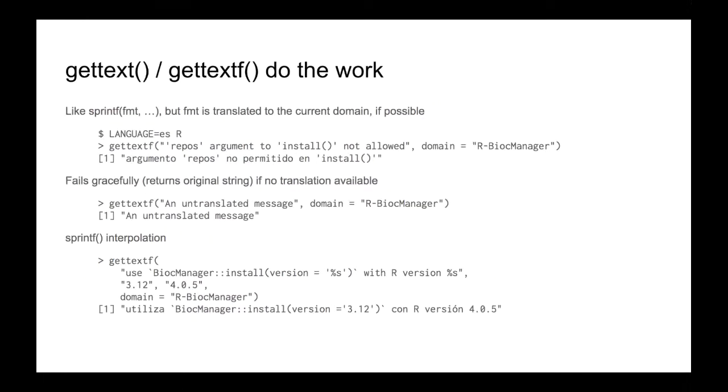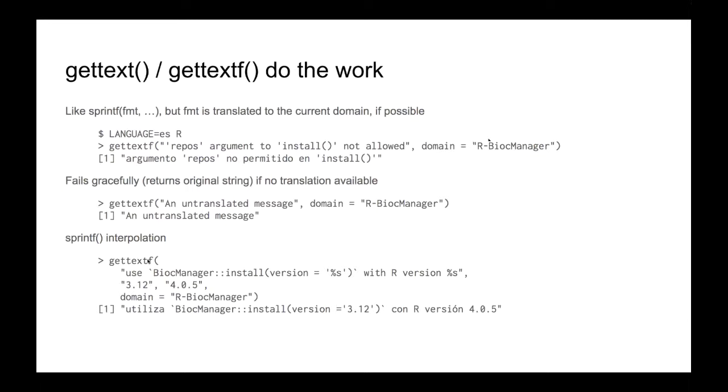So the key thing is these gettext and gettextf functions at the R level, or also at the C level. And in your own R session, you can say gettextf, whatever the string is, and specify the domain R-BiocManager, so the BiocManager package. And at the R level is where the translation is occurring. It searches for that MO file and provides you with the translation. And then you can feed this to whatever it is that you want to do. If there isn't a translation, you just get back the untranslated message. So it kind of fails gracefully.